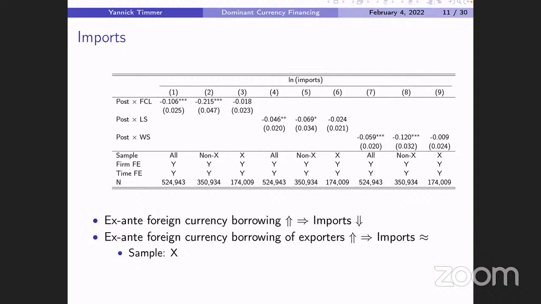So if firms have to repay a lot of their debt during the depreciation episode, this really is what's reducing the imports. But the additional debt that they have to repay after the depreciation period, they're not internalizing during the depreciation episode. They are not reducing the imports due to this revaluation that is coming later, but it's not affecting their liquidity just during the depreciation.